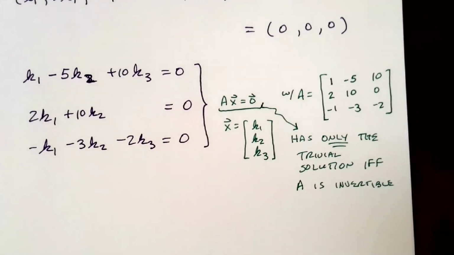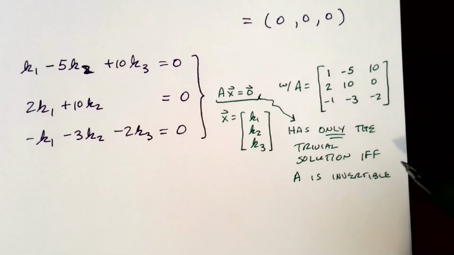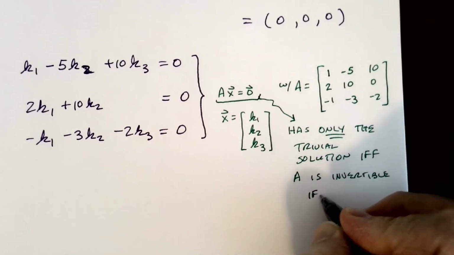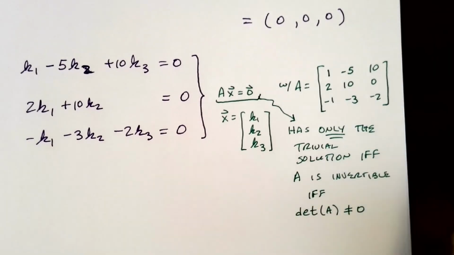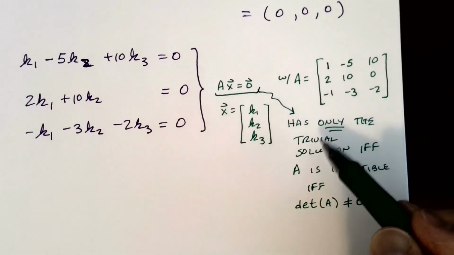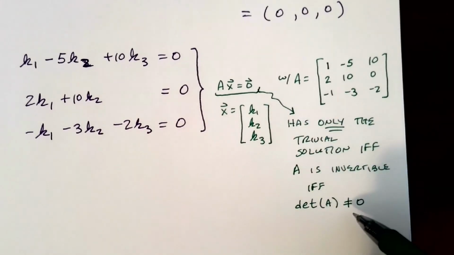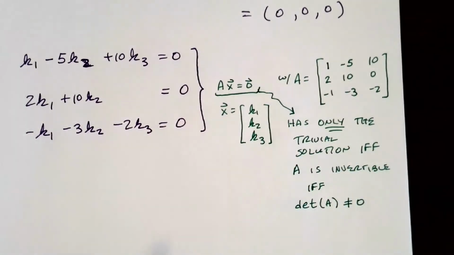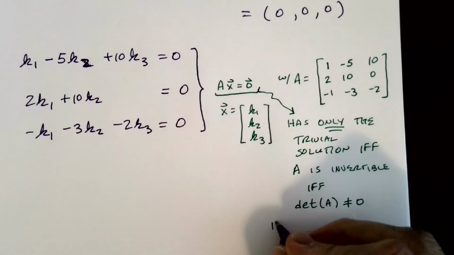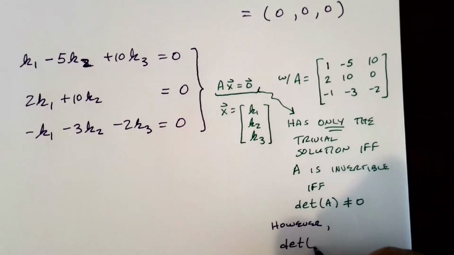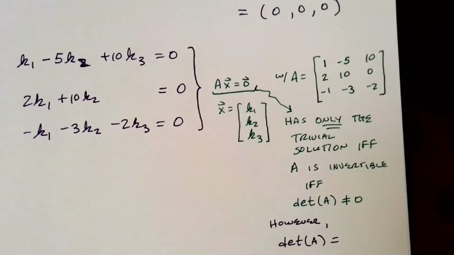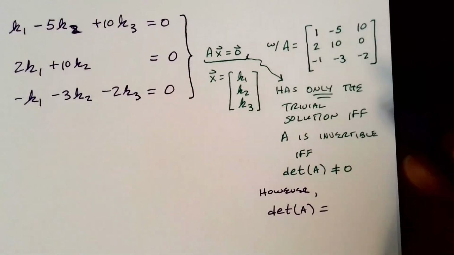Remember the list of equivalent statements that we have? What else is equivalent to A being invertible? The determinant of A is not equal to 0. So these are all equivalent. AX equals 0 has only the trivial solution if and only if the determinant of A is not 0. However, what is the determinant of A? Well, using the calculator, I can find the determinant of this matrix, and I encourage you to do that.